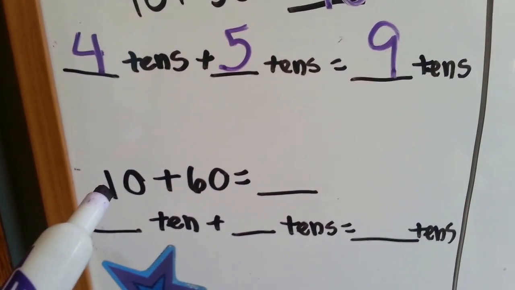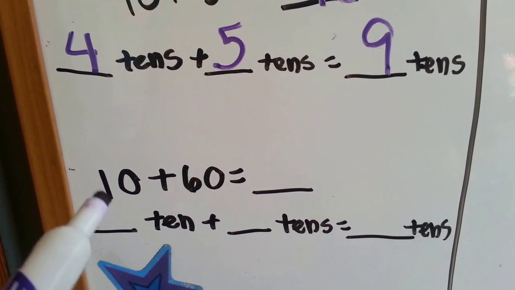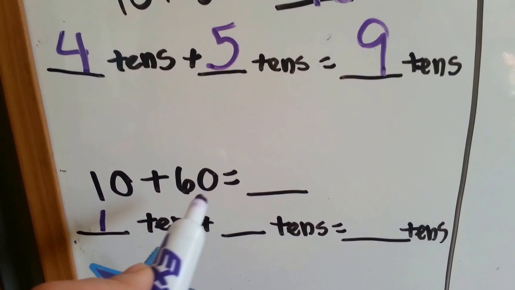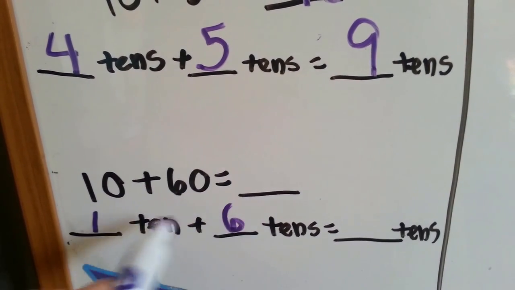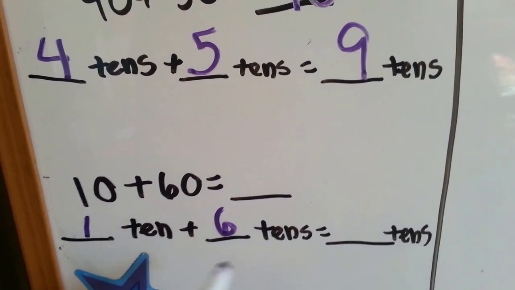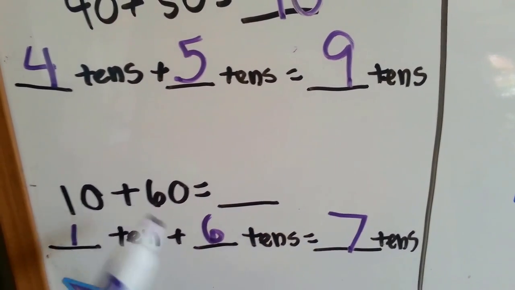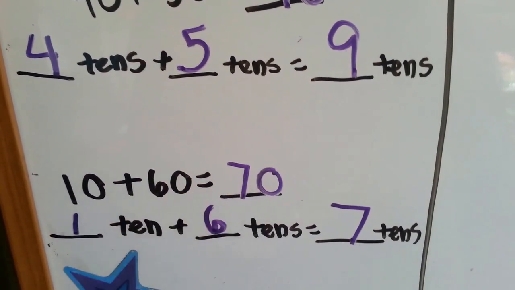Let's look here. Here's a ones place. Here's a tens place. We have 1 ten. Now we have 60. Here's the ones place. Here's the tens place. We have 6 tens. 1 ten plus 6 tens. 1 plus 6 is 7. That gives us 7 tens. 10 plus 60 is 70. Now, what happens when we've got 100s?